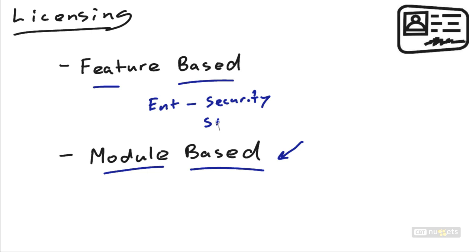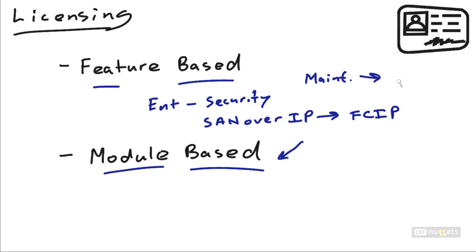There's licenses like SAN over IP. And sure enough, this is the license that we would get if we're interested in utilizing the fiber channel over IP protocol. There's a mainframe license, and the mainframe license would give us the ability to run the FICON protocol. So all kinds of additional feature-based licenses that we can add depending on the particular environment we find ourselves in.